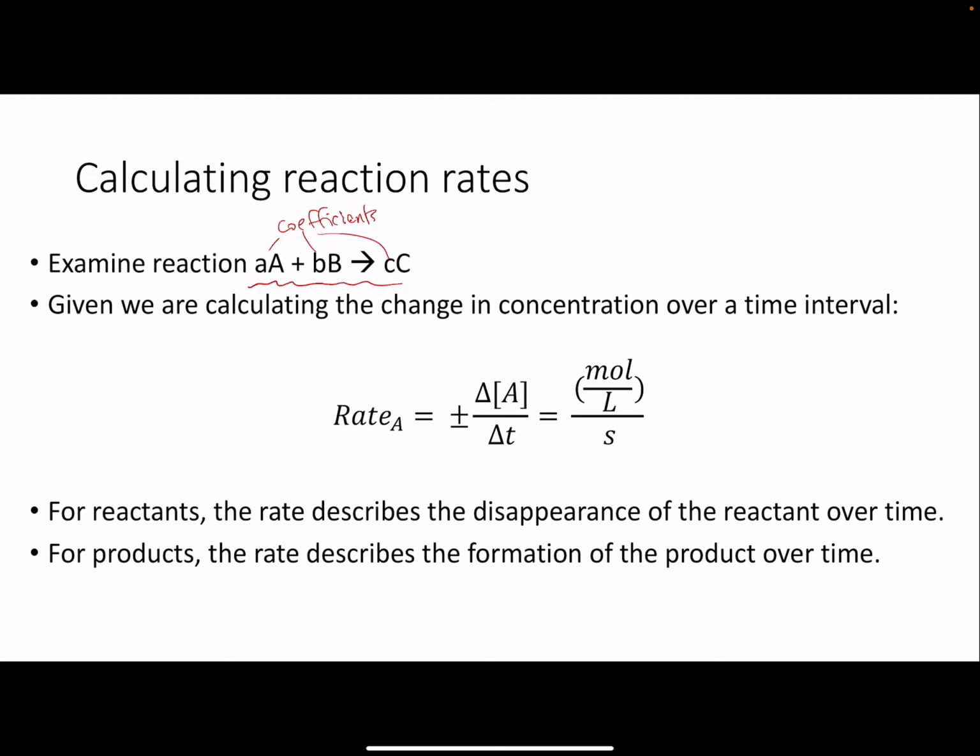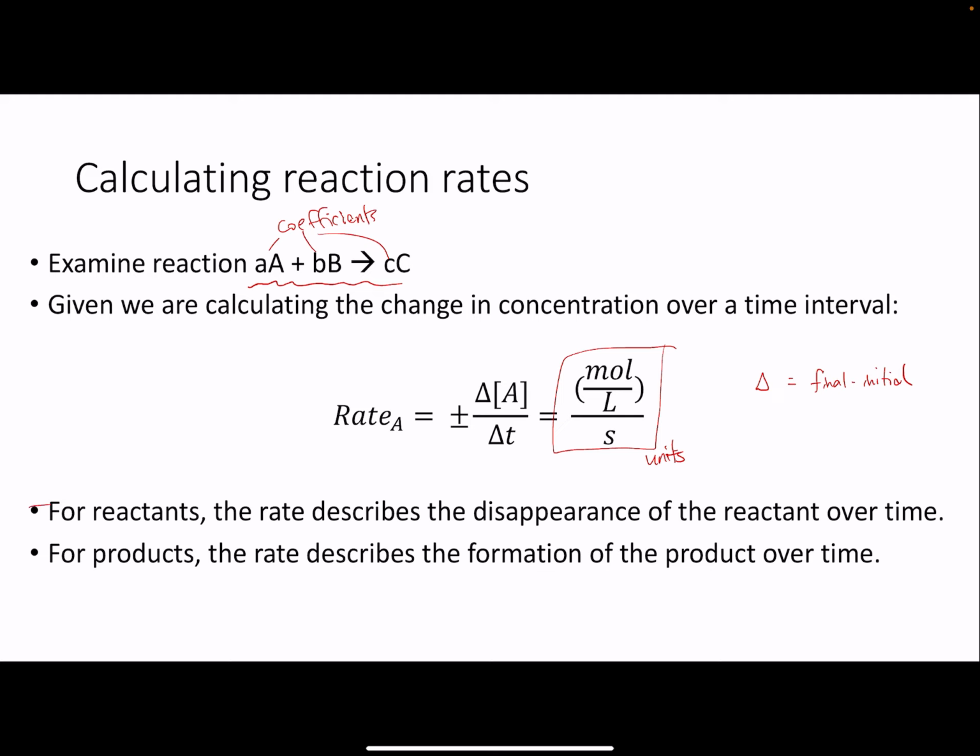To determine the rate, it's the change in concentration of A. The square brackets represent concentration. A is the substance, over the change in time. And don't forget, when you see the triangle, it means final minus initial value. Now, the second here, let's not get confused. These are just the units, so it's moles per liter per second.